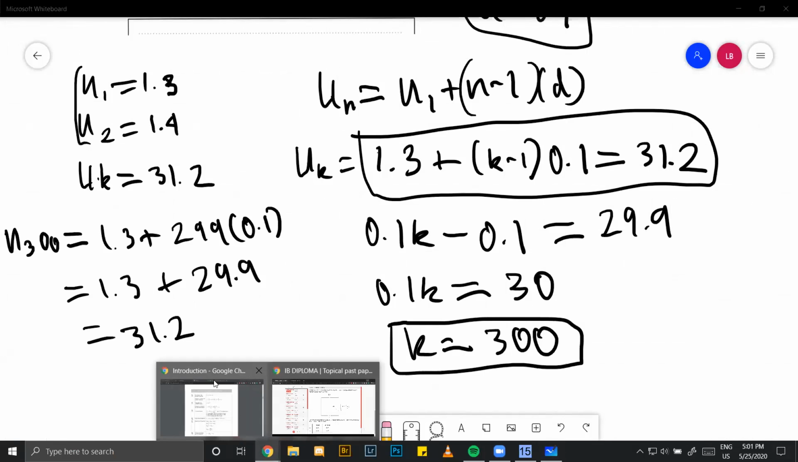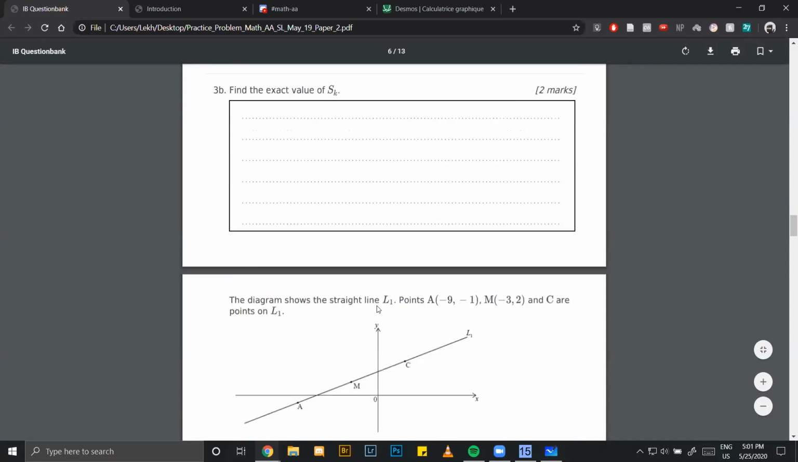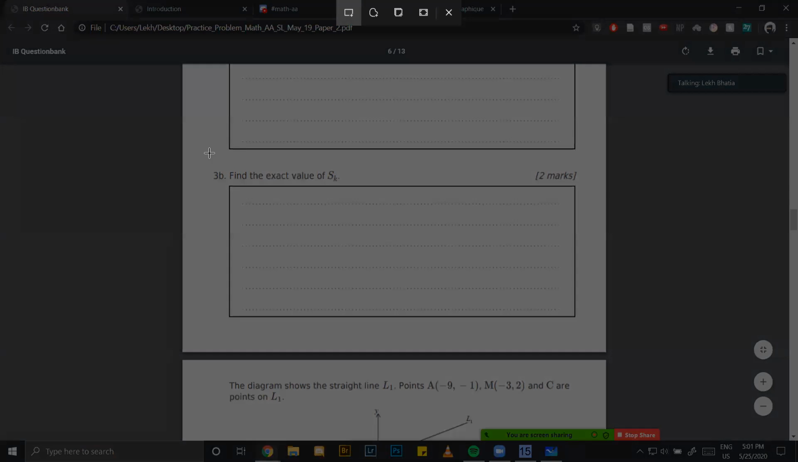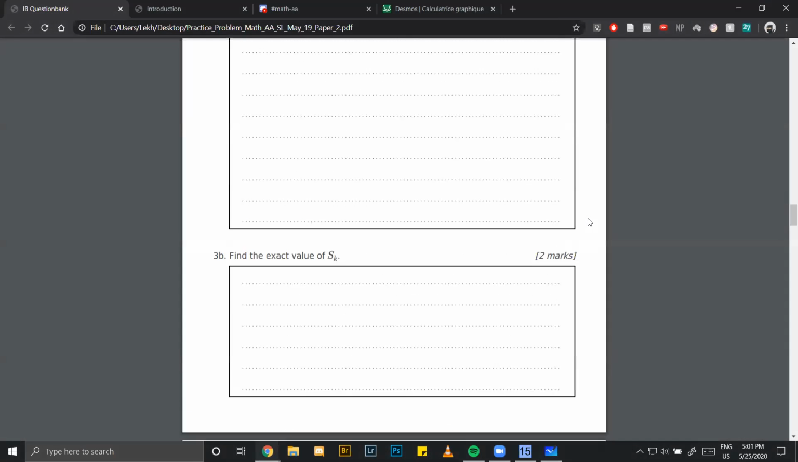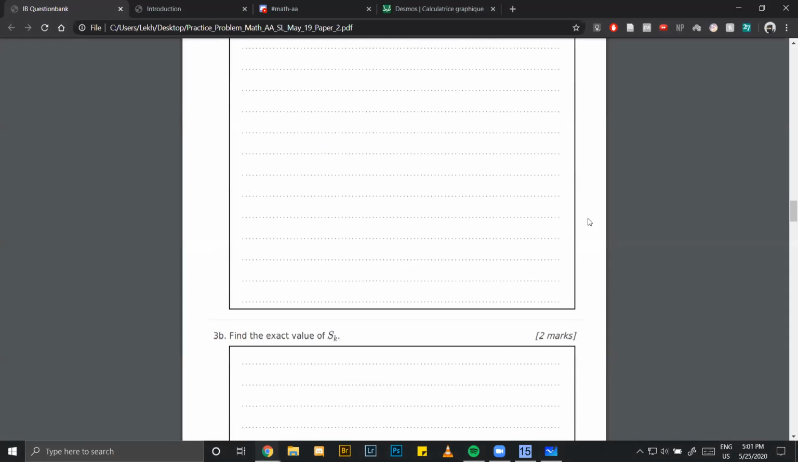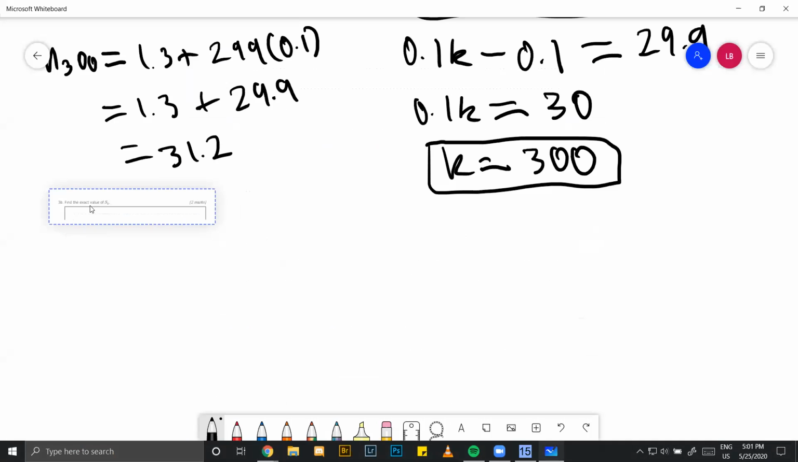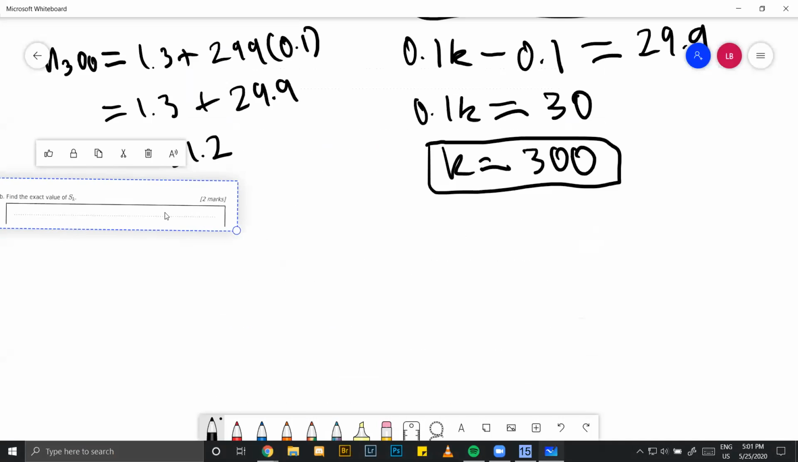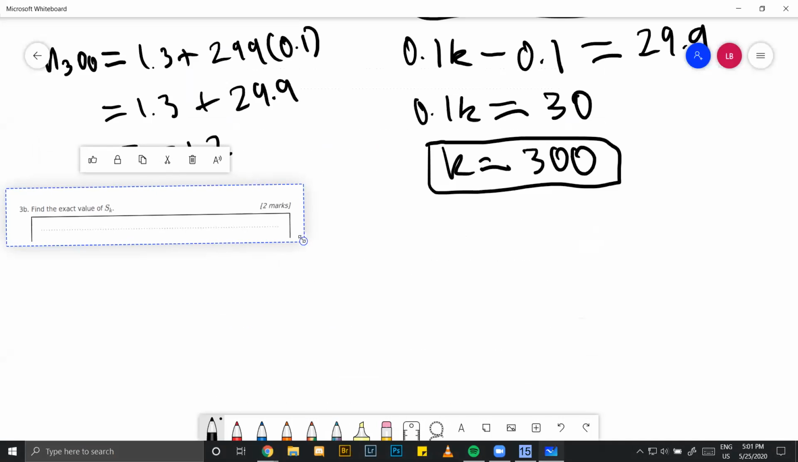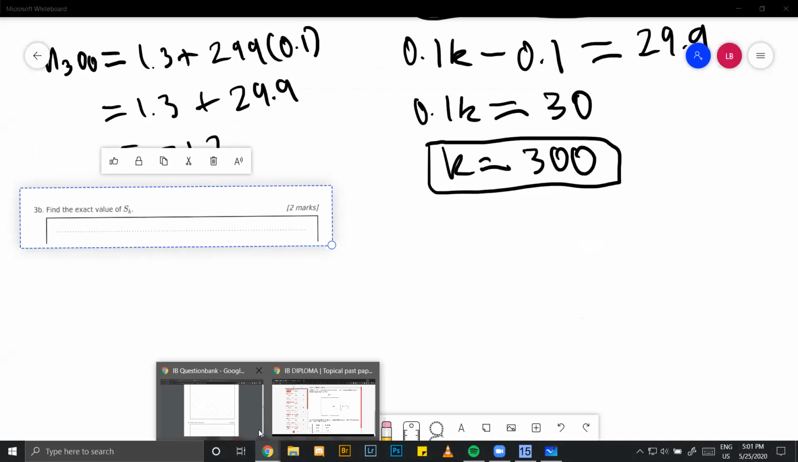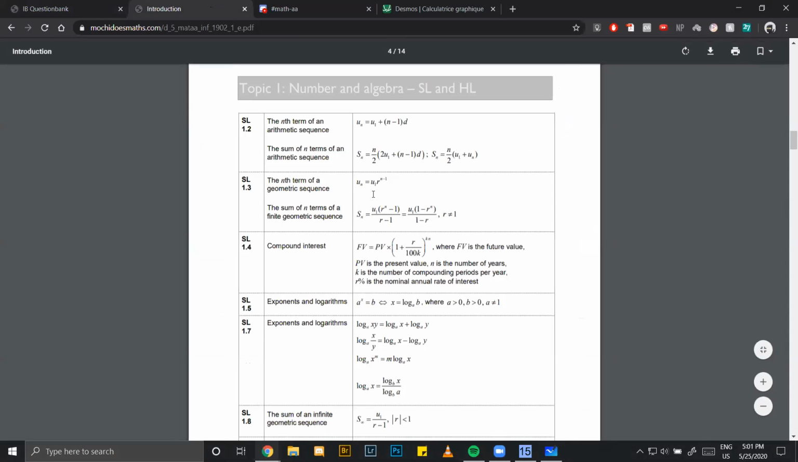And the next part of the question: find the exact value of Sk. For the exact value of Sk, you don't need to try and derive the sum of the sequence. Go back to your formula booklet. Look at the sum of an arithmetic sequence right over here.